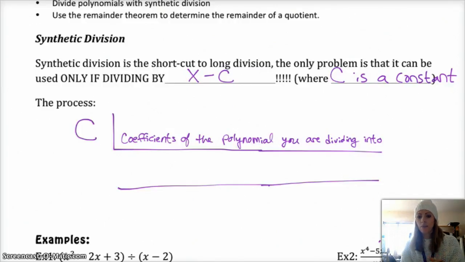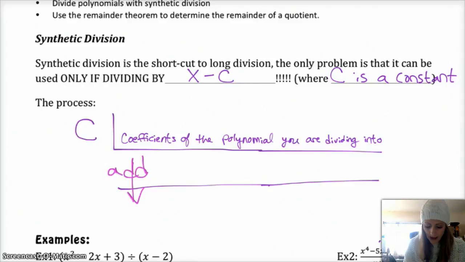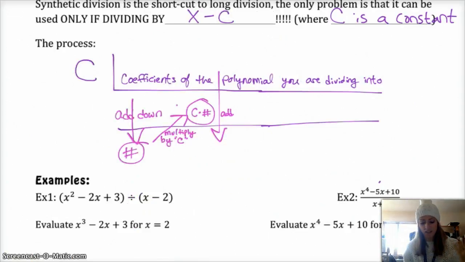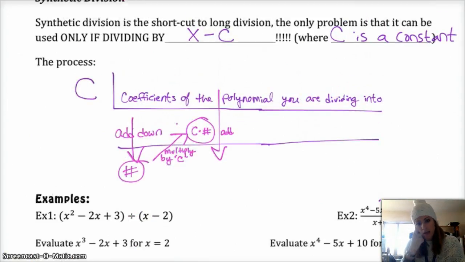And then the process is you take each coefficient and you add down. I'll show you an example so it'll make more sense. Then you multiply whatever this number is by c, and then put it here, and then you add down again, okay? So you repeat this process until you can't do it anymore.